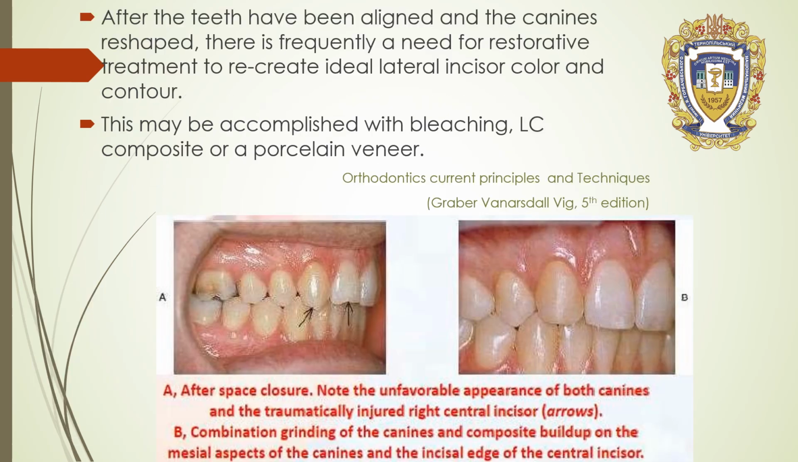After the teeth have been aligned and the canines reshaped, there is frequently a need for restorative treatment to recreate ideal lateral incisor color and contour. This may be accomplished with bleaching, light cure composite, or a porcelain veneer.